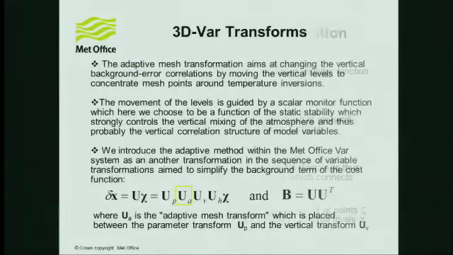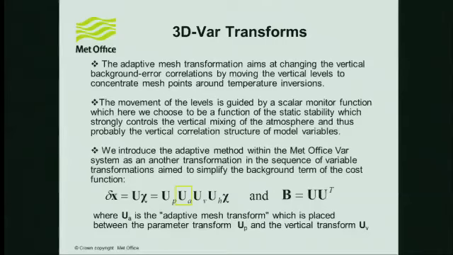What we really want to do is change the vertical correlations by moving the vertical levels in order to concentrate the mesh points around the inversion where the stratocumulus are. So what we have decided to do is to introduce an extra transformation in the modeling of this background error covariance matrix. Because it's so big, we can't store it. The only way we can deal with it is by simplifying it through modeling.